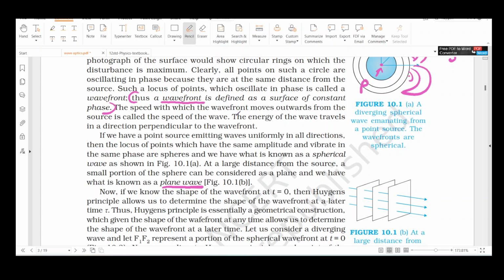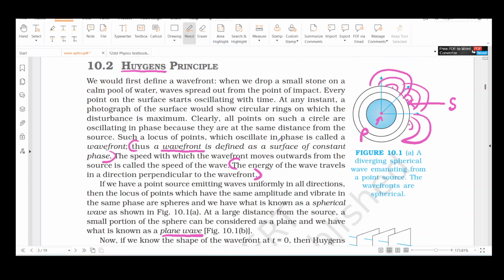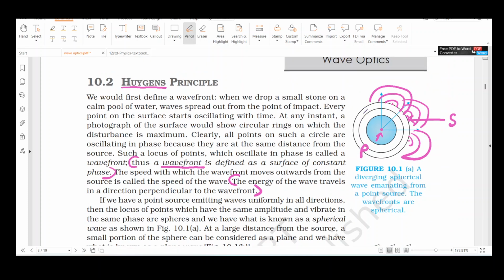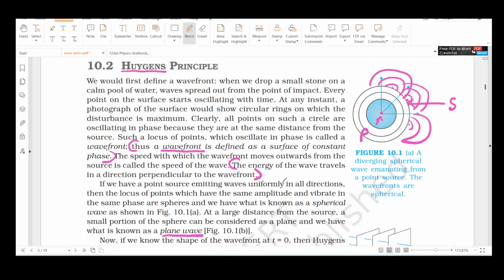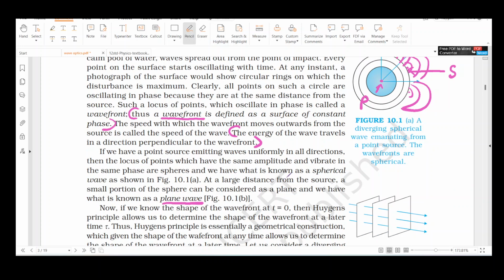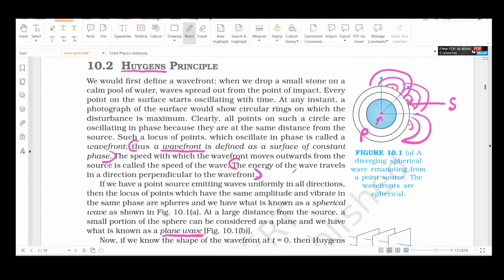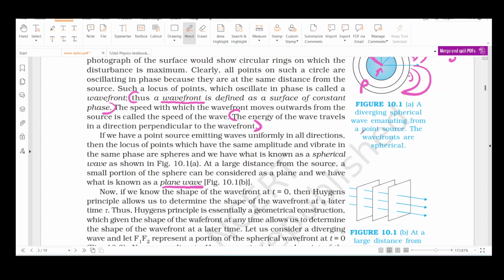And energy of the wave travels in the direction perpendicular to the wave front. Now wave front means what? Wave front is, I mean, it is exactly what we just discussed. I'm sorry, wave normal. I was trying to talk about wave normal. Now wave normal is this. You have to draw a normal. So this arrow is the wave normal. The word normal comes from the fact that it is going to be perpendicular to every point on the wave front.